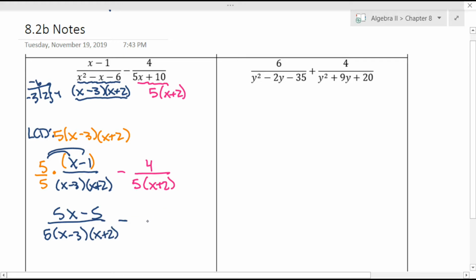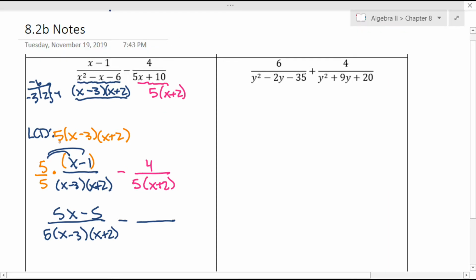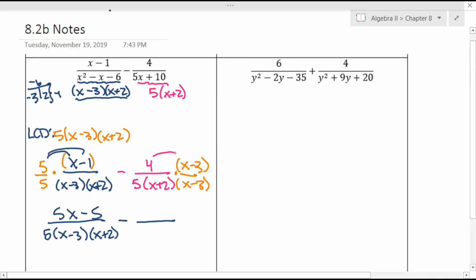We're subtracting, and now on this side of the fraction, we have to multiply by the part of the least common denominator that's missing. We already have an x plus 2, we have the 5, we need to multiply by the x minus 3. So this side we're going to multiply by x minus 3. Now we're going to distribute that out. 4x minus 12 over our common denominator, 5 times x plus 2 times x minus 3.